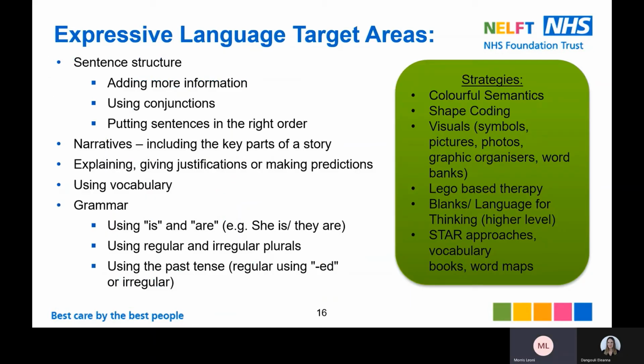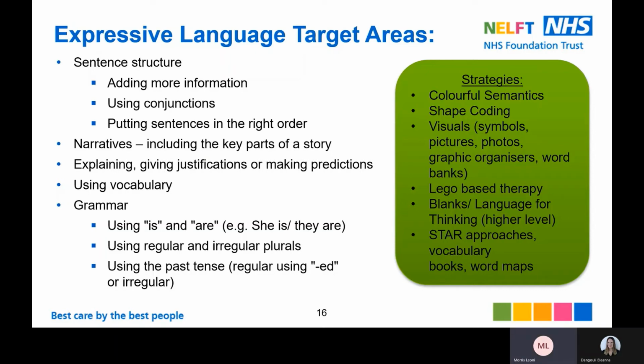Some examples of expressive language target areas could include sentence structure, so adding more information to their sentences, using conjunctions or putting sentences in the right order. Narratives, so including the key parts of a story, explaining, giving justifications or making predictions, using vocabulary or different elements of grammar, so using is and are, using regular or irregular plurals, and using past tense.